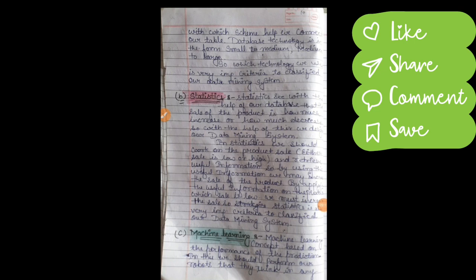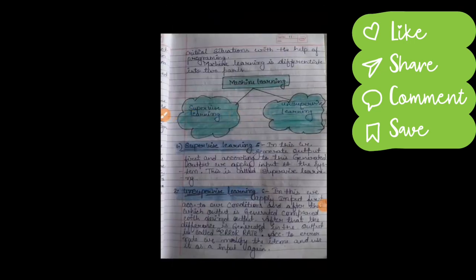Next is machine learning. The machine learning concept is based on the performance of prediction. In this we train our robots to think in any critical situation with the help of programming. Machine learning is also classified into two parts. The first one is supervised learning, and unsupervised learning is the other one.